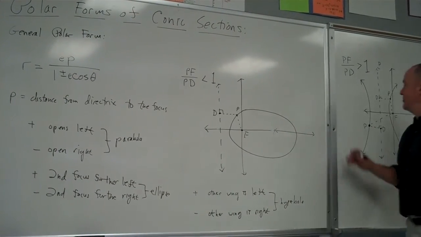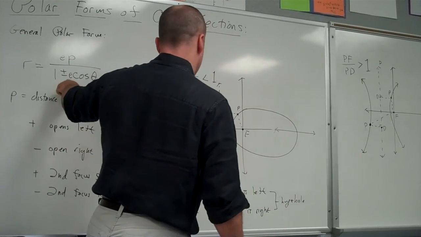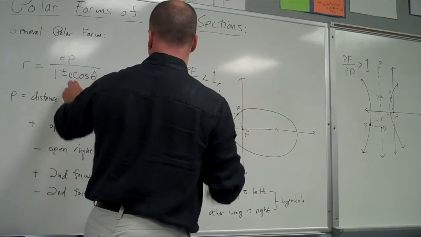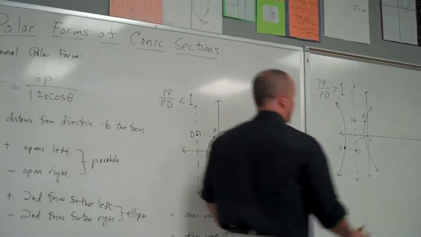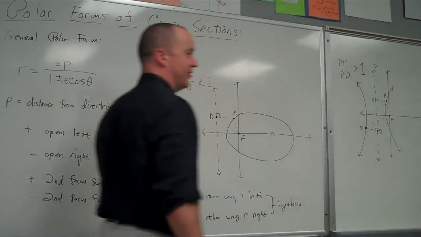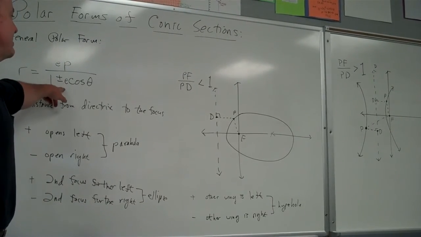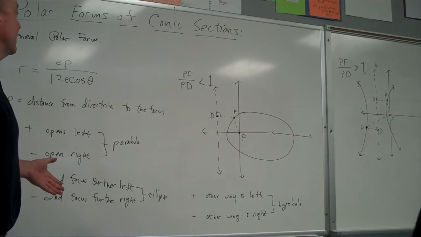This one must be a minus. Other wing is on the left. This one must be a plus. If I make it minus, then I'd have a wing here and the other one over here. So it's all flopped, and that's what plus or minus does. If I make it sine, they'll all go up or down.